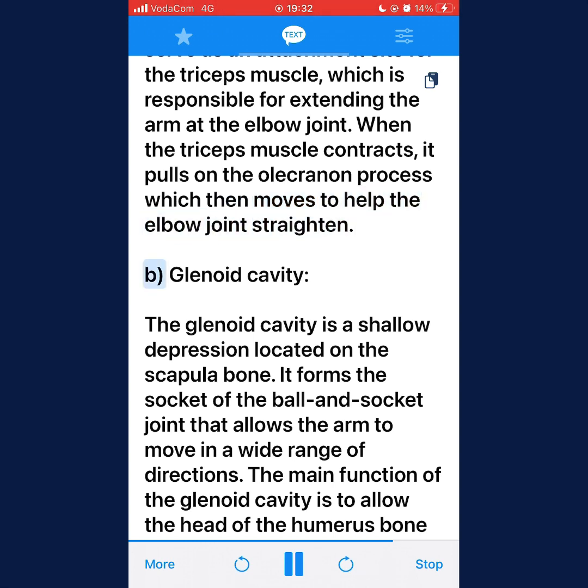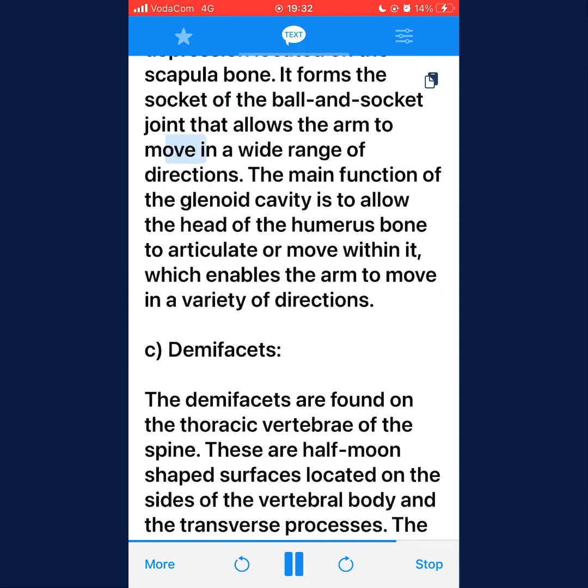B. Glenoid cavity. The glenoid cavity is a shallow depression located on the scapula bone. It forms the socket of the ball and socket joint that allows the arm to move in a wide range of directions. The main function of the glenoid cavity is to allow the head of the humerus bone to articulate or move within it, which enables the arm to move in a variety of directions.